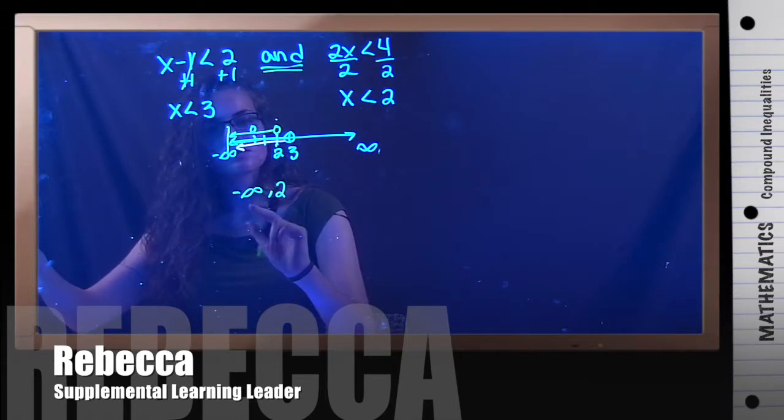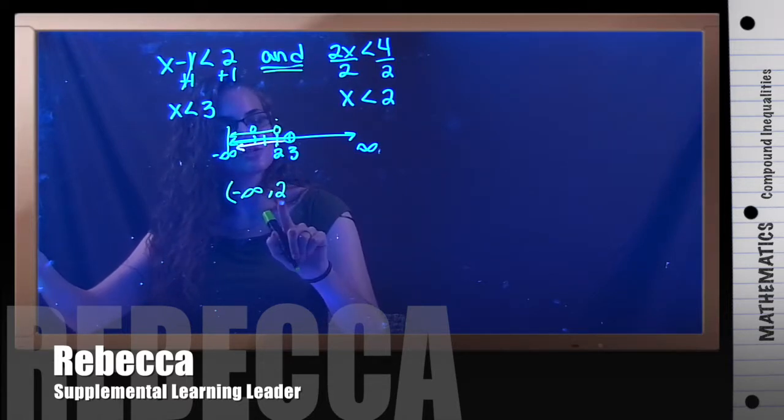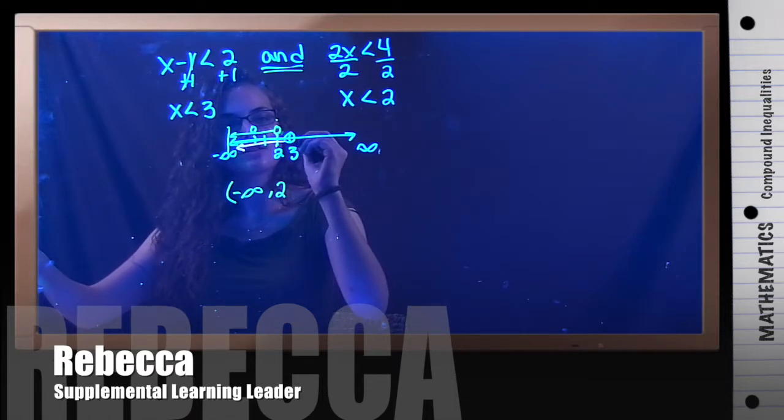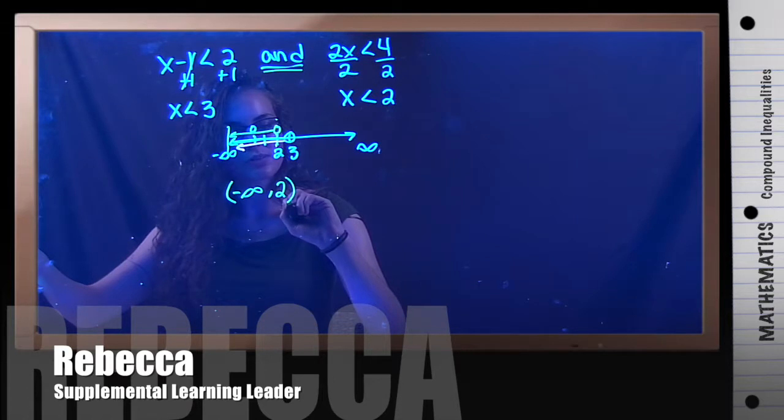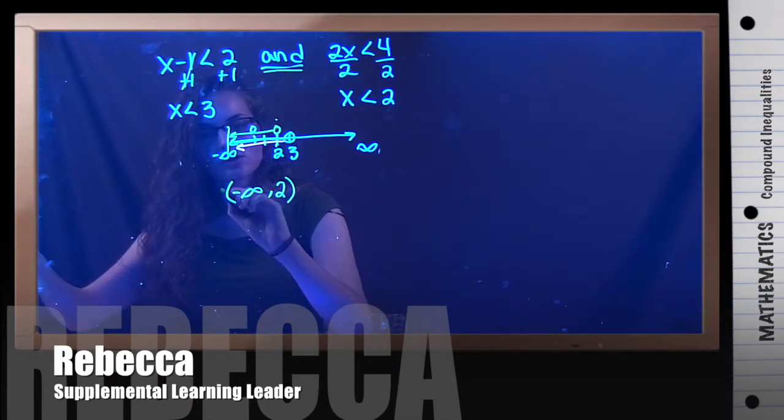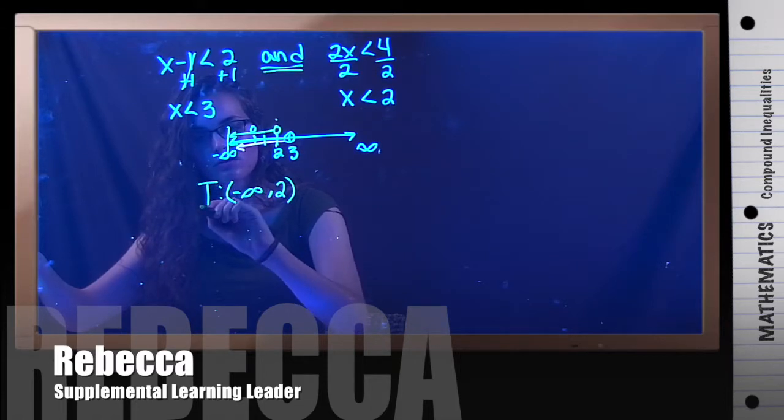Now infinities, anytime it's negative infinity or positive infinity, you always use a parentheses. Now when it ends at 2, you either use a parentheses or bracket depending on this area. Now because this is an open circle, we're going to use parentheses. If it were closed, you would use a bracket. So this is interval notation.